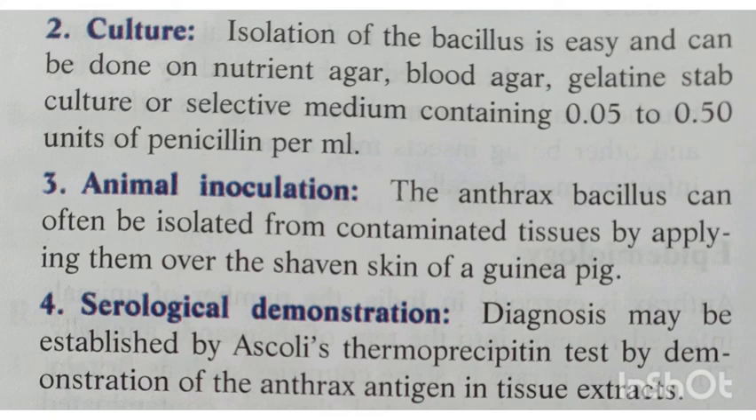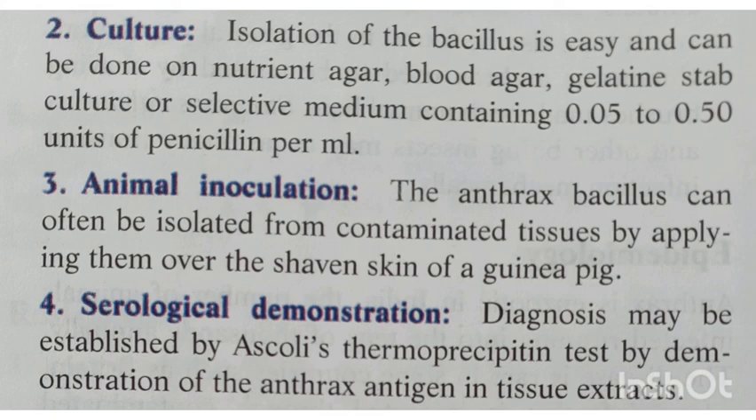Then another method is animal inoculation. Here the guinea pig is used for the diagnosis of Bacillus anthracis. In this diagnosis, the specimen is inoculated into the shaven skin of the guinea pig. After some days, the guinea pig gets infected, and Bacillus anthracis can be isolated from the tissue of this guinea pig and confirmed by biochemical reactions or another cultivation or microscopic method.